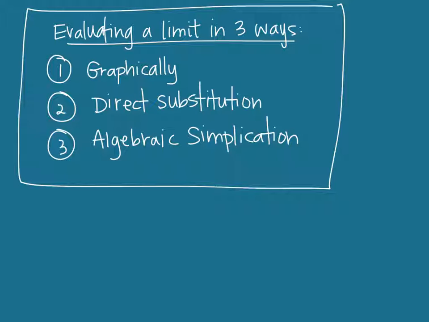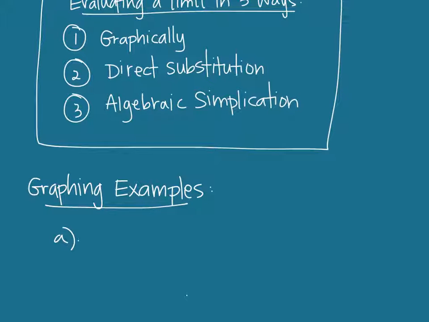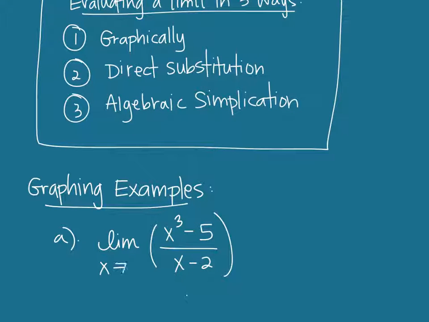Could you have your graphing calculators out for me? Because our first one is going to be graphing examples. Okay, example A, under a graphing example. You may be asked to evaluate the limit of x cubed minus 5 over x minus 2, as x approaches 2.